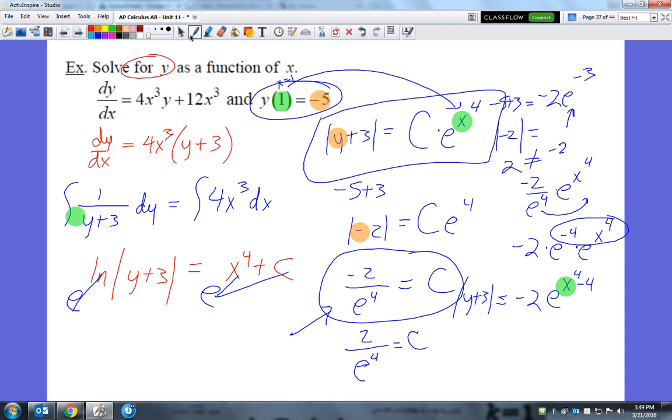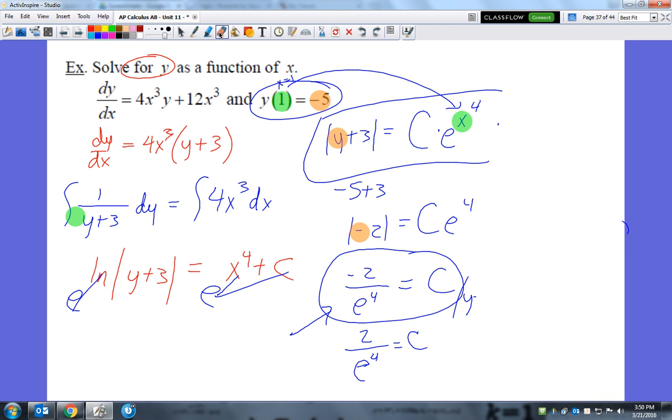Over here I have a negative 2 over e to the third. Those are not the same, so it's probably not going to be that negative piece. It's probably going to work out with the positive. So let's go ahead and do that with the positive. Let me get rid of all this so that you're not confused with it. Okay? So this one didn't work out as far as our initial condition. So it's probably going to be this positive 2 over e to the fourth.